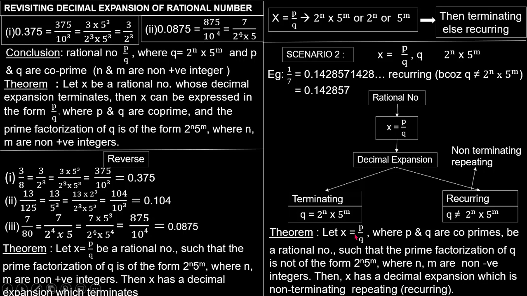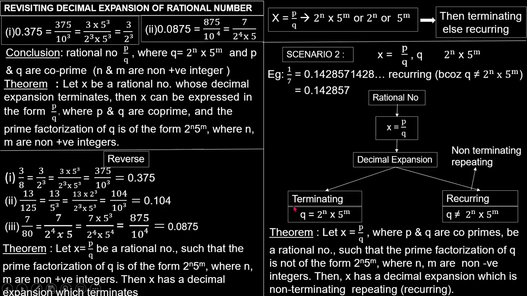So this is the theorem. This is the final theorem now. This diagram is what you should remember. Let x equal to p by q, where p and q are co-prime numbers and it is a rational number, such that the prime factorization of q is not in the form of 2 raised to power n into 5 raised to power m, where n and m are non-negative integers. Then x has a decimal expansion which is non-terminating and recurring. If this is not in the form, we say it's non-terminating, repeating. Earlier we found that if it is in this form, it is terminating.